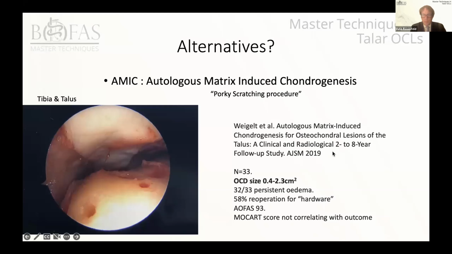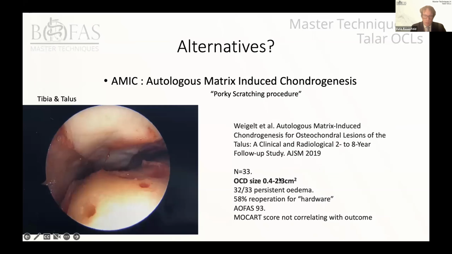Here's a very recent paper with a 2 to 8 year follow-up. Again, they've got what they call good results, but 32 out of the 33 cases still had persisting edema on MRI at this 2 to 8 years. Only 1 had no edema. So there's obviously still some activation going on there with AMIC.